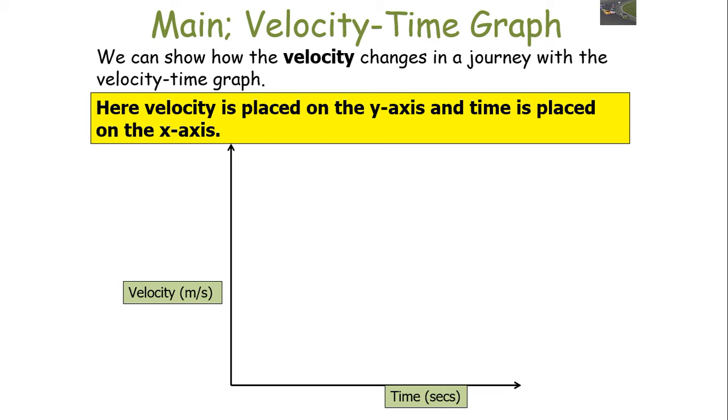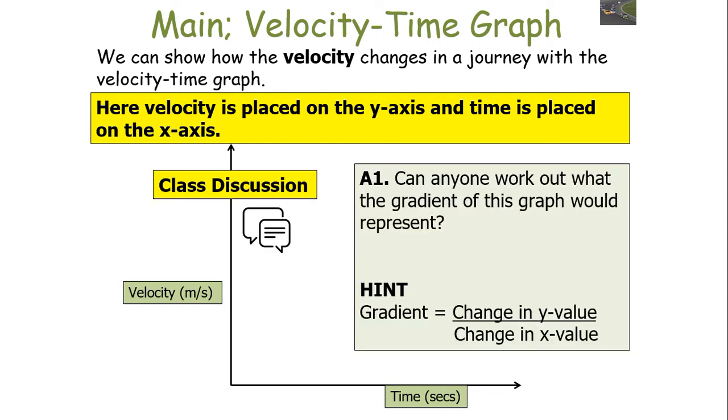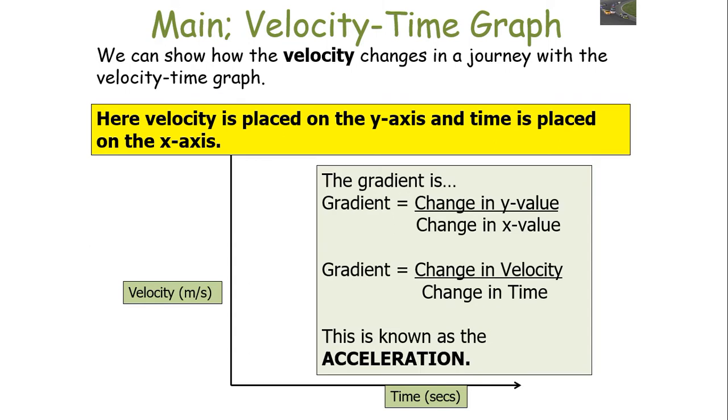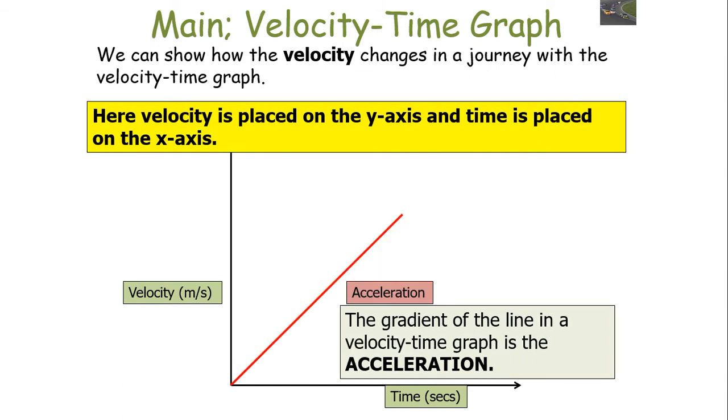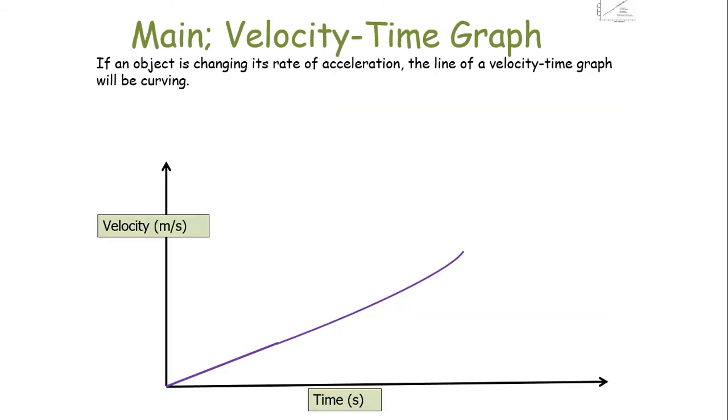Now in these graphs, velocity is placed on the y-axis and time is placed on the x-axis. So what will the gradient of this graph show? Now again, gradient is your change in y divided by your change in x. So the change in velocity over the change in time, which is what we call the acceleration. So the gradient of a velocity time graph shows the acceleration of an object.